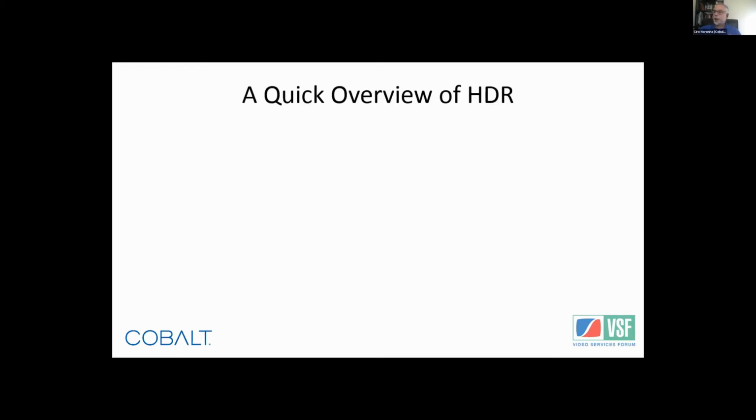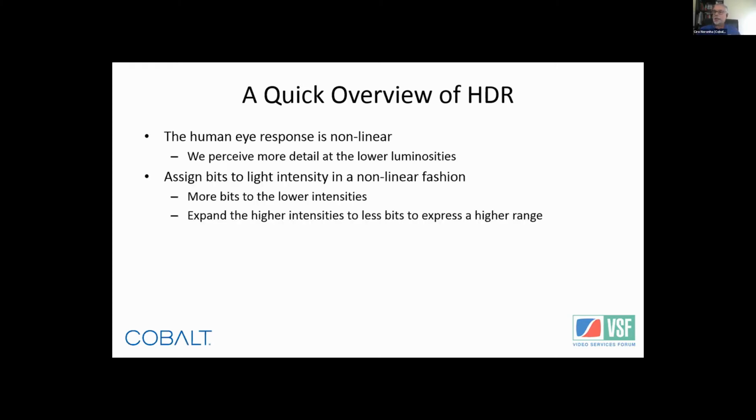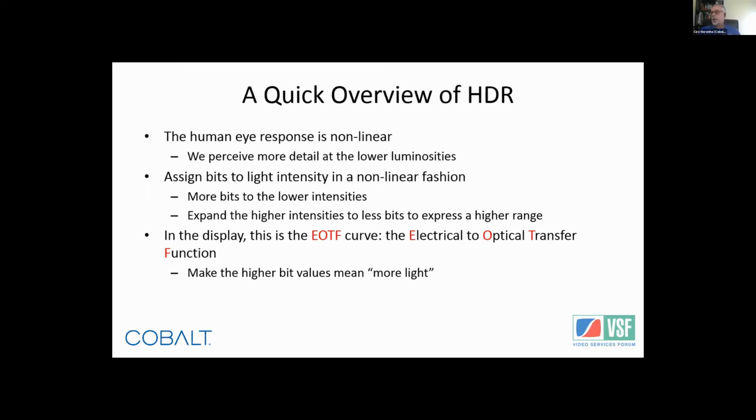So let's take a quick overview of HDR. The human eye response is nonlinear, so we perceive more detail at the lower luminosities. So you can assign bits to light intensity in this nonlinear fashion, more bits to the lower intensities and fewer bits to the higher intensities, but to express a higher range, pretty much like we did for audio, for voice, a long time ago. Same idea. So in the display, this is the EOTF, the electrical to optical transfer function. So the higher values mean more light. Fundamentally, HDR shows more detail in the bright areas.